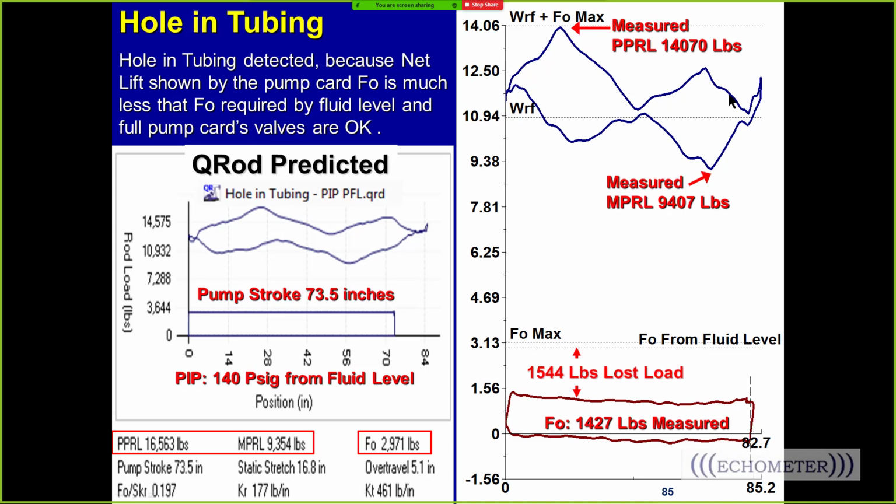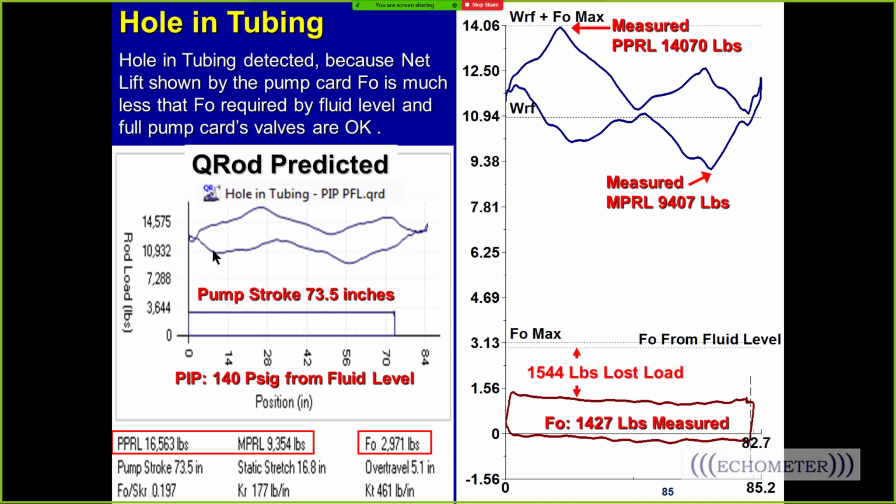This example is a hole in tubing. And this is what the data looks like in TWM or TAM. And the pump card is not very tall. And this data is acquired with the PRT. Now, if you put the same conditions in QRod and calculate it, QRod doesn't calculate a hole in the tubing.